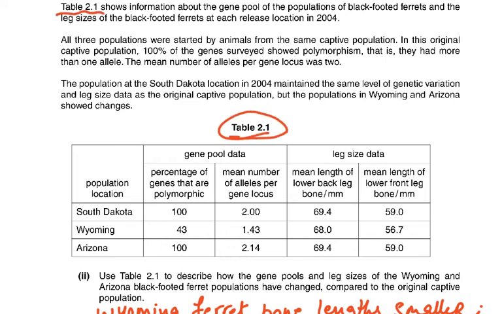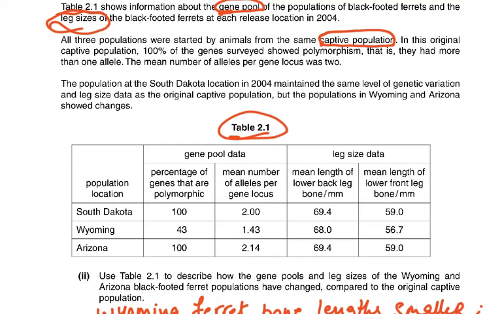Table 2.1 shows information about the gene pool of the population of black-footed ferrets and the leg sizes of the black-footed ferrets. So gene pool and leg sizes at each release location in 2004. All three populations were started by animals from the same captive population. So there's not a lot of gene mixing. So you can think of inbreeding and inbreeding depression.